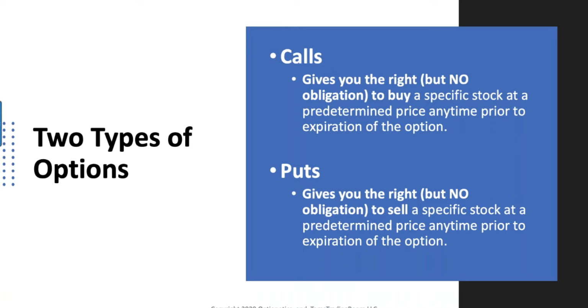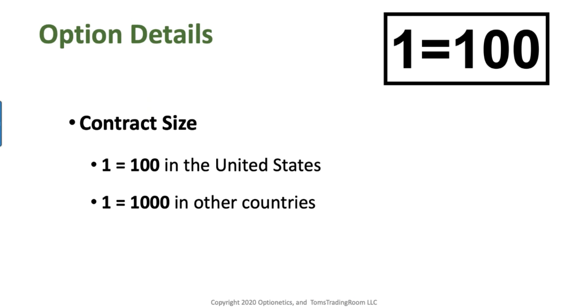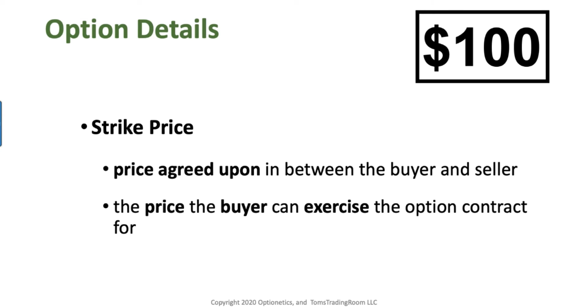So if you take yourself past the calls and puts, there's basically three things that I want to talk about in details, and I'll keep them very quick. Number one, 1 equals 100. 1 equals 100 is a contract size, so one call option is good for 100 shares of stock, right? There are a few places around the world where one contract equals 1,000, but for most of us, 1 equals 100, especially if you're trading stocks in the US. That's the first detail. The second detail is the strike price, right? A strike price is the price agreed upon between the buyer and seller, and that's the price the buyer can exercise the option contract for.